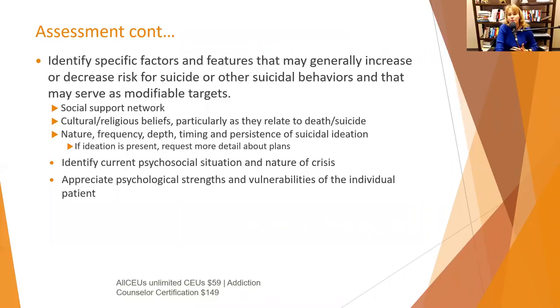Nature, frequency, depth, timing, and persistence of suicidal ideation. So if their suicidal ideation happens once a year, not very often, a person feels suicidal for a day or two, and then it goes, that's different than someone who feels suicidal 7 times a month, and it's really intense. The depth of the suicidality is also important. Are they having ideas about it, or do they have a plan and they have the means and everything's kind of good to go? So we want to figure out where they are.